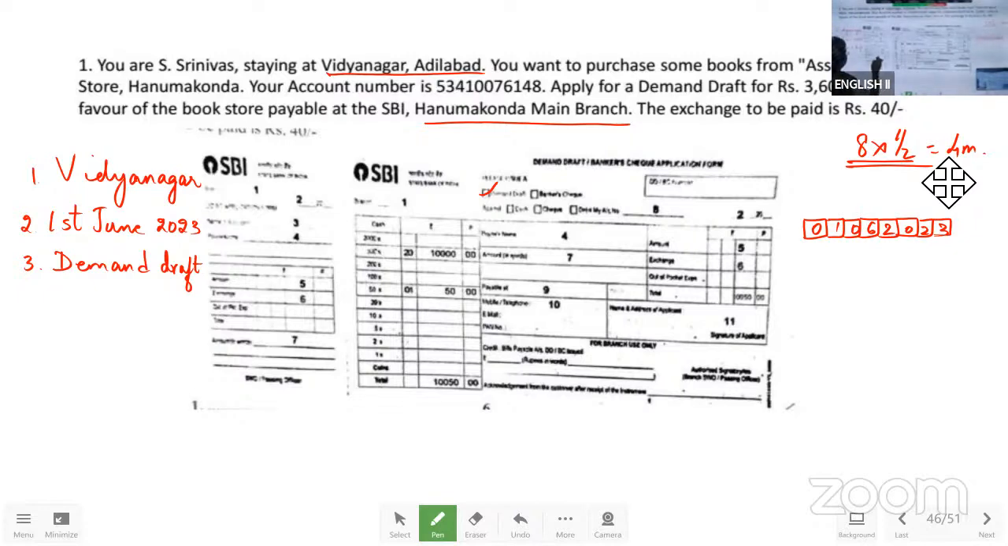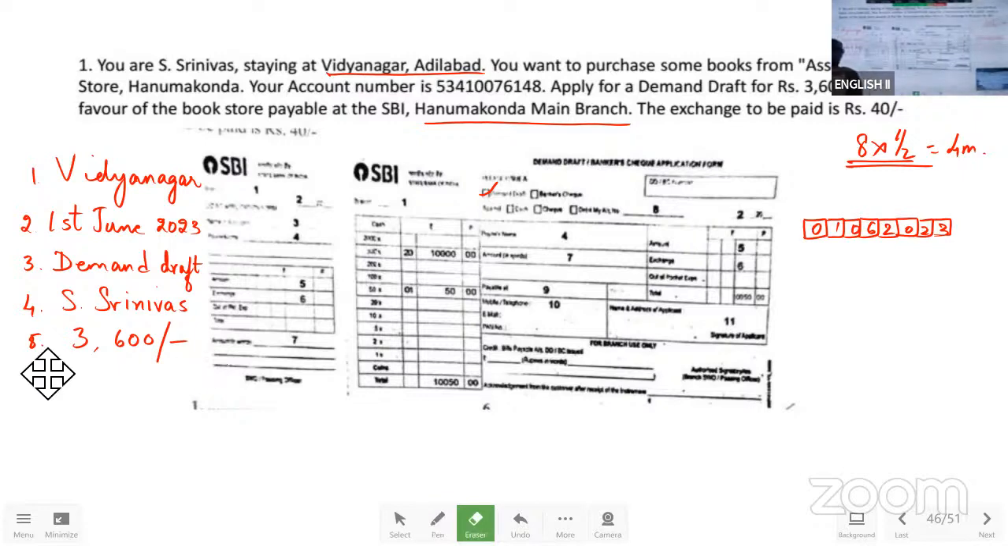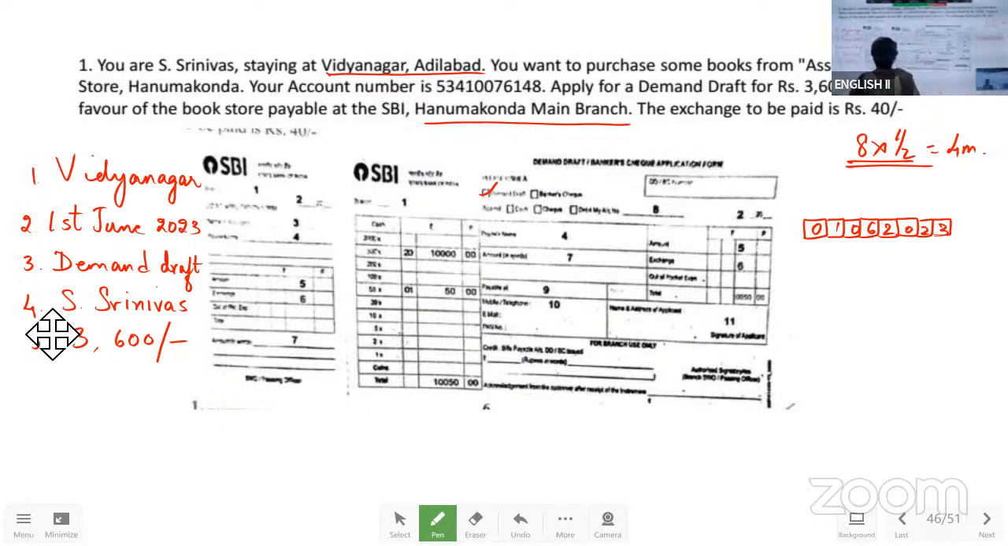Fourth is payee's name. You are S. Srinivas. S. Srinivas. Next, fifth is the amount. What is the amount? 3,600. Children, another thing, when you write figures, it's always better to write a slash and a dash over there after the figure. And if it is in words, write the words only after that. Then exchange. What is the exchange? 40 rupees. Sixth one, 40.